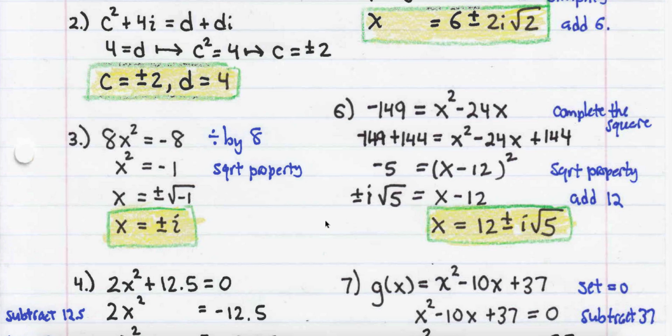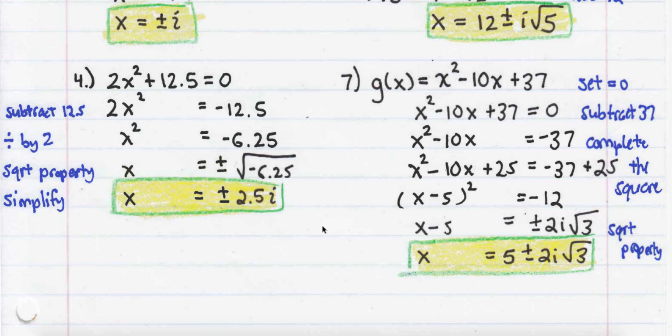Number 6, we're going to complete the square, so half of -24 is -12. And -12 squared is 144, so I add 144 to both sides. The right-hand side is now a perfect square. It factors perfectly into (x - 12) squared. I now use the square root property, and I get plus or minus i square roots of 5, and then I add 12, and that gives me x equals 12 plus or minus i square roots of 5.